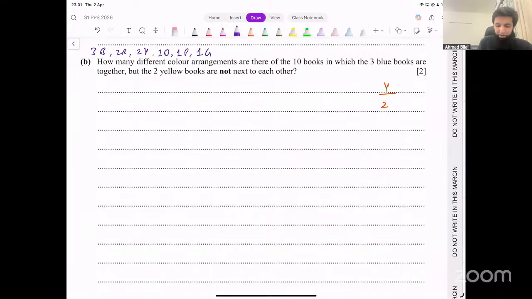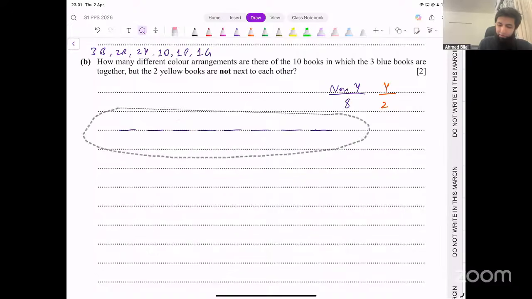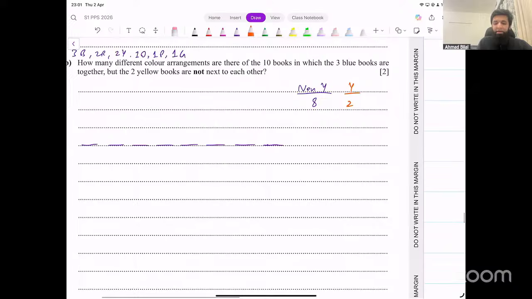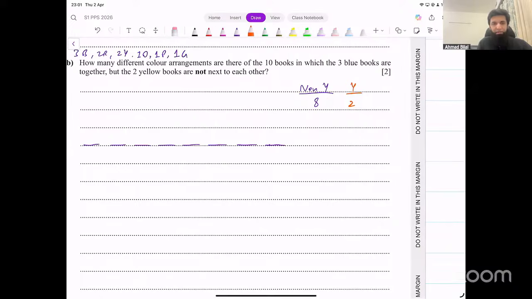What we can do is we can use dashes and stars method, where we can make 8 dashes initially for the remaining books. 1, 2, 3, 4, 5, 6, 7, and 8. For non-yellow books, we make 8 dashes like this. And then yellow could come in the places between them that will separate the yellow books. So that is the condition for yellow books.